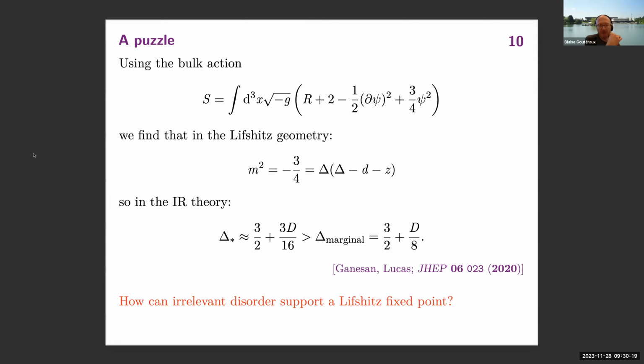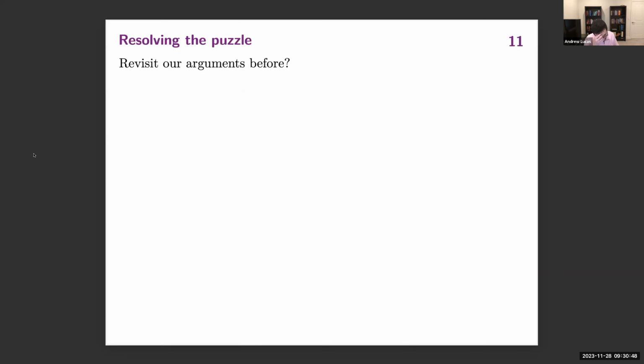And your delta star, you just literally got from computing delta from the -3/4 equals delta minus D minus Z with the Z that you had gotten from the perturbation theory. Yes. Okay. Yeah. And since D is small, this should be reasonable if we have this nice homogeneous Lifshitz geometry. Okay. So that's our puzzle. And we decided we needed to revisit this old argument a little and really ask, is it right?